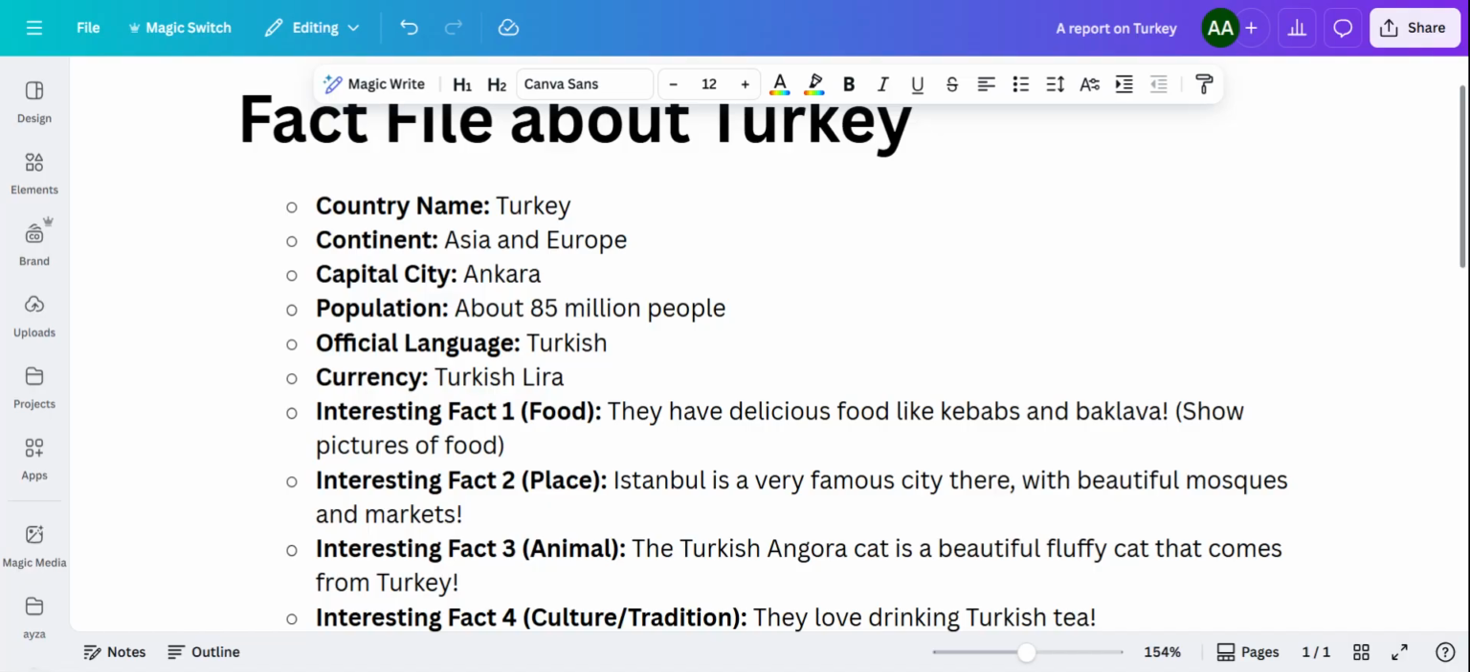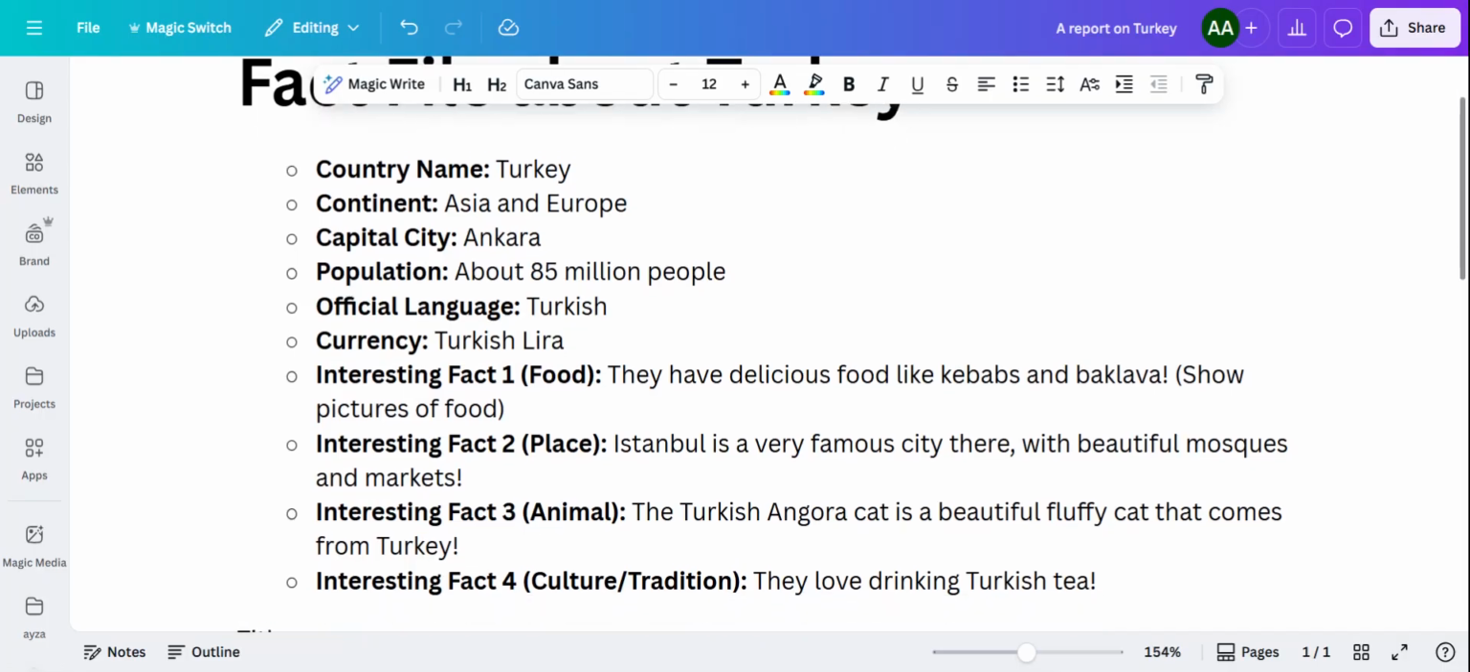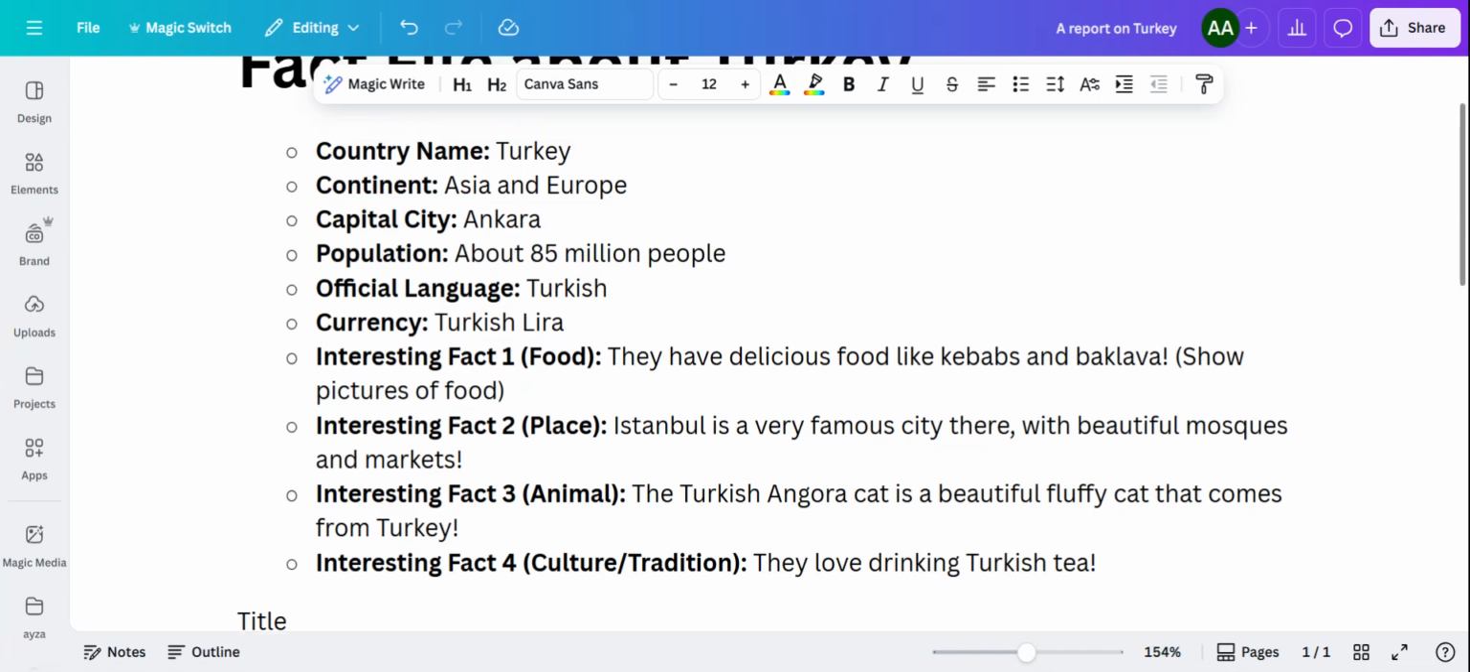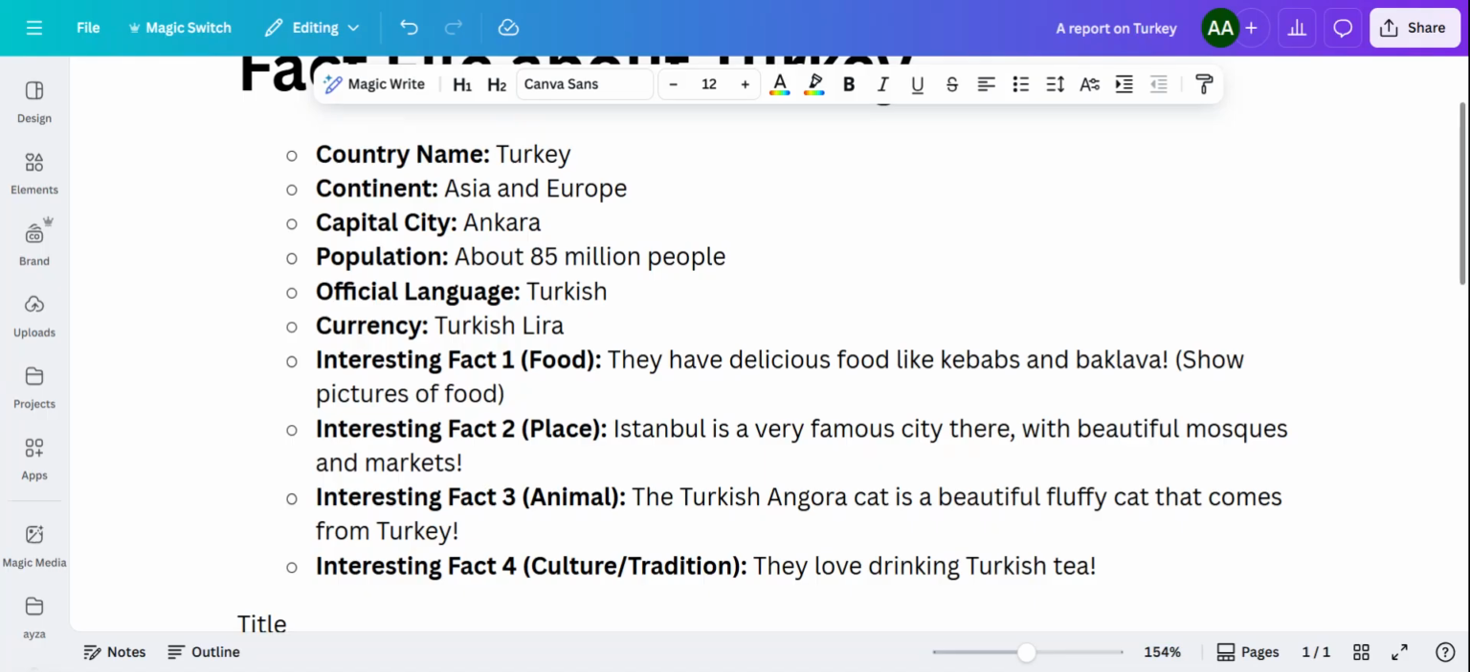Now let's go to the fact file. As you can see, country name has been given, continent, capital city, population, official language, currency. Interesting fact number 1 about food. Interesting fact number 2 about place. Interesting fact about animal. And then the last one, culture and tradition. Now all these facts have been given. Now let's see how we can convert all these facts into proper paragraphs to make a good report.